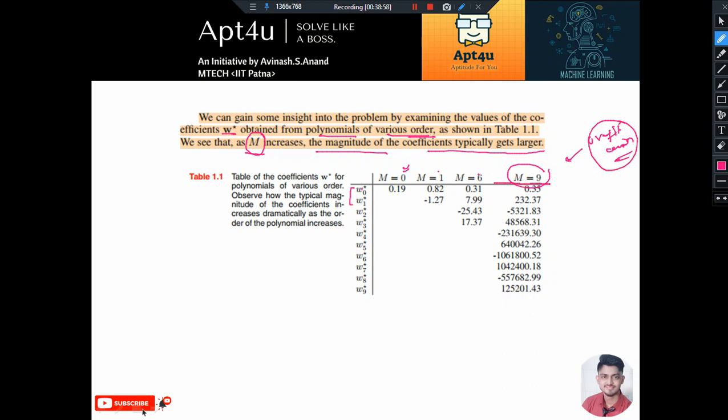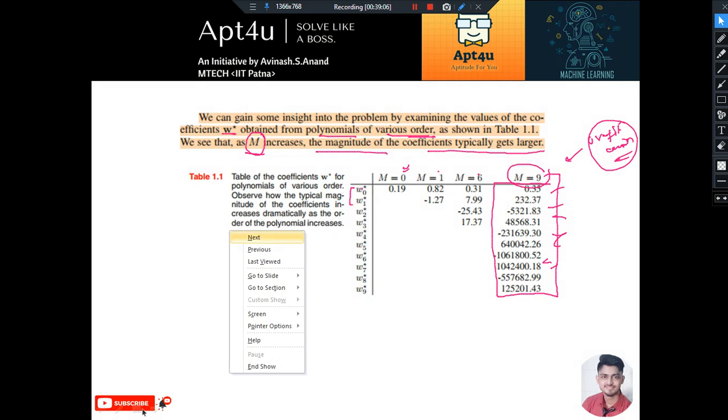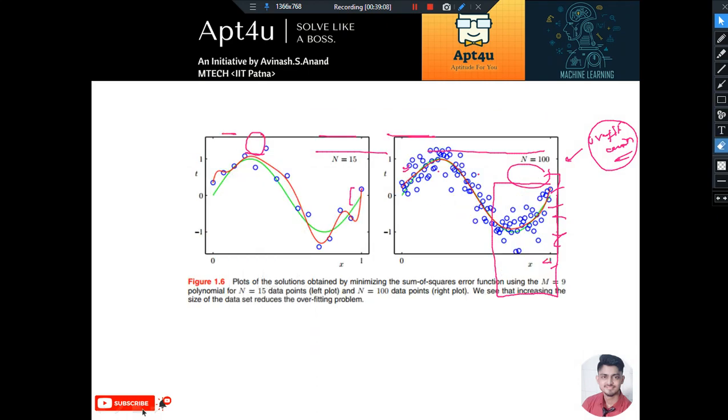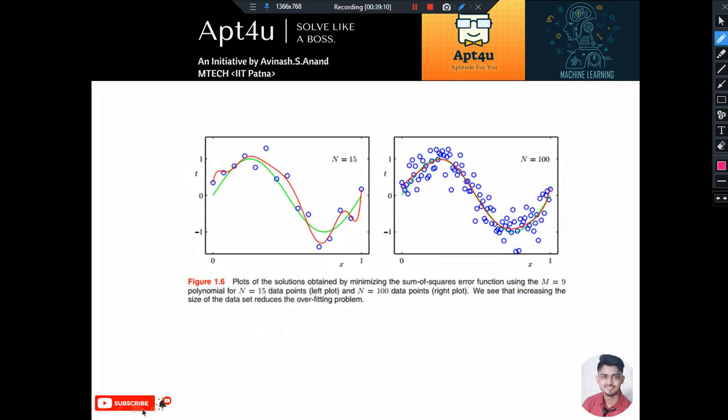Why? Because of higher coefficient values. The coefficient values are very high, you can see. This is leading to overfitting, right? So is there any way we can handle this overfitting? Yes, there are techniques of handling overfitting. You can see for m equal to 9, the curve was very messy, isn't it?